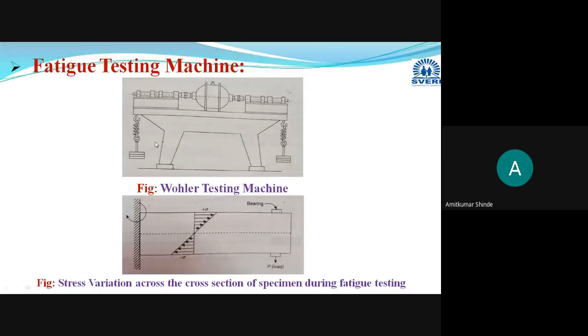After that, we observe when that component fails, and at the end we find the stress value at which the component fails. That stress value will be termed as the fatigue limit for ferrous components, and as fatigue strength for non-ferrous components. You can draw these diagrams. I will wait for 1 minute here. Please draw the diagrams, and after that we will discuss the next part.